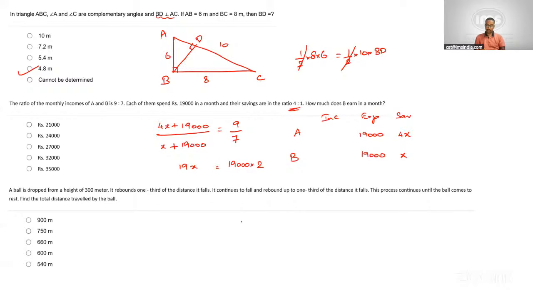So if x is 2,000, how much does B earn? So that would be x plus 19,000. 2,000 plus 19,000 is 21,000. That should be the right answer.